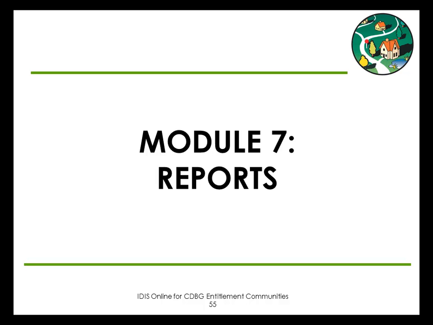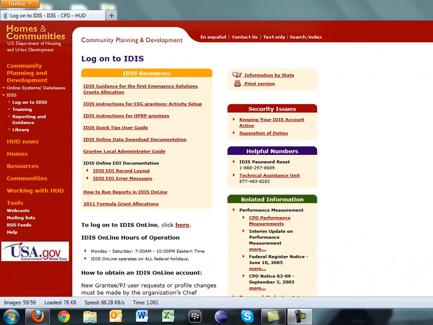If you have not already done so, you may want to download and print the materials from the course website before watching the module. Please note that there is not a report section in the training manual. Instead, there is a separate reference guide called How to Run Reports in IDIS Online. On the login page of IDIS, at the top of the IDIS Resources section, you should see a link to How to Run Reports in IDIS Online that provides detailed direction on all of the features available in the Reports module.